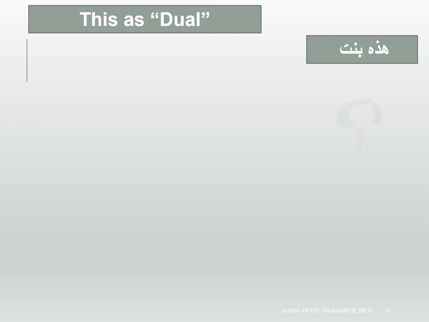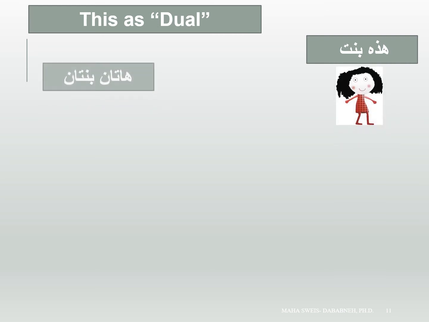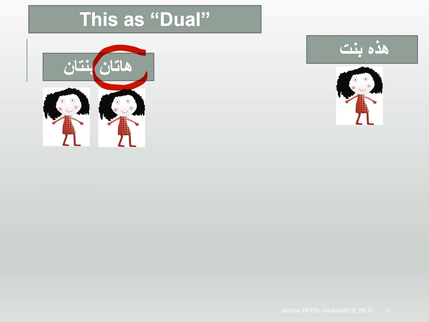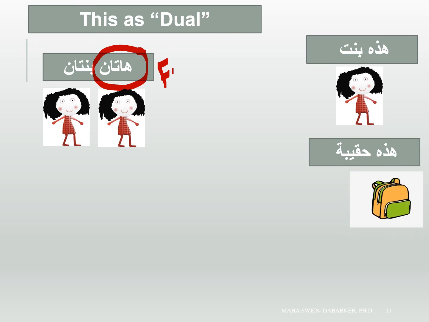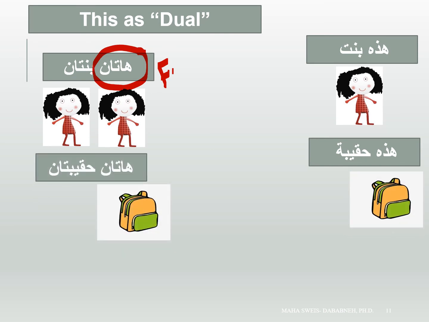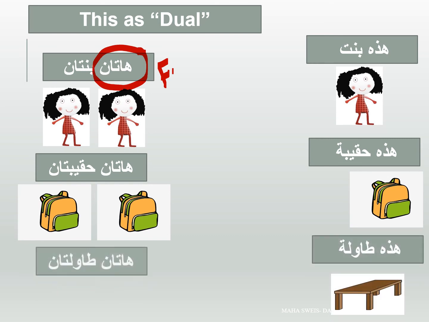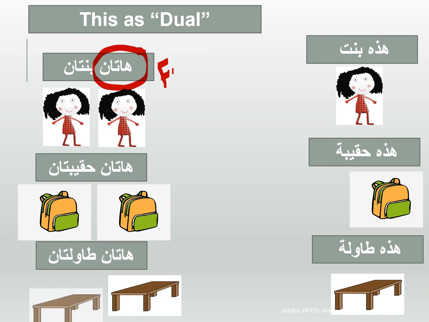هذه بنت. This girl. هاتان بنتان. The same thing we did for masculine, we're doing for feminine. We have two girls, so we use هاتان. And this is feminine for dual noun. هذه حقيبة. هاتان حقيبتان. هذه طاولة. هاتان طاولتان.